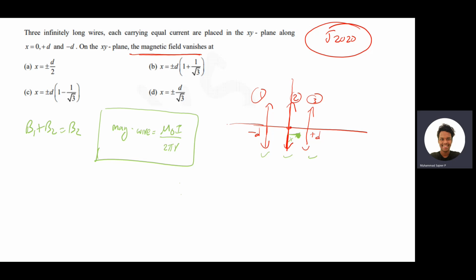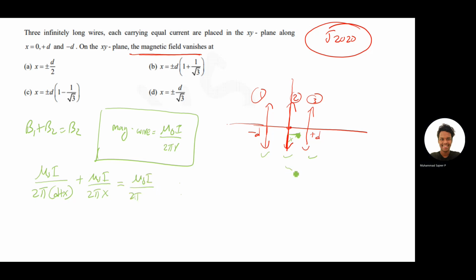So B1 is equal to mu 0 I by 2 pi. How much is the distance? The distance is d plus x. B2 is at the center, the wire is at the center, so mu 0 I by 2 pi into x should be equal to mu 0 I by 2 pi into the distance, which is d minus x. If you solve this equation, you will easily get it.